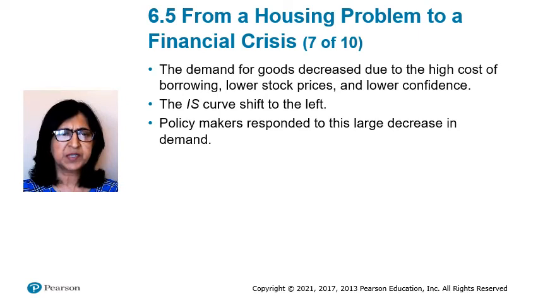Policy responses. The most urgent policy measures were aimed at strengthening the financial system. The demand for goods decreased due to the high cost of borrowing, lower stock prices, and lower confidence. The IS curve shifted to the left. Policymakers responded to this large decrease in demand with financial policies, monetary policy, and fiscal policy.